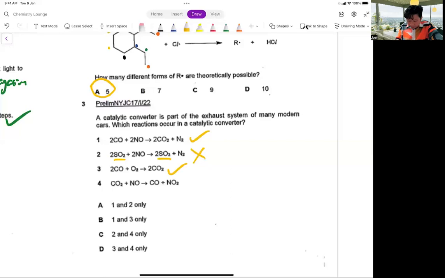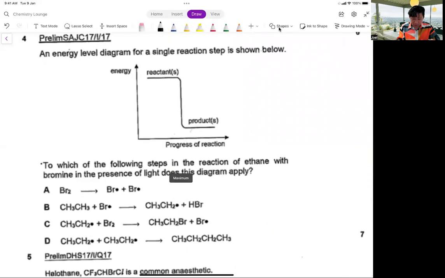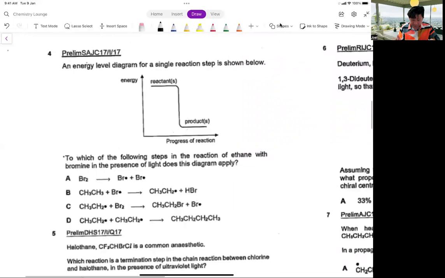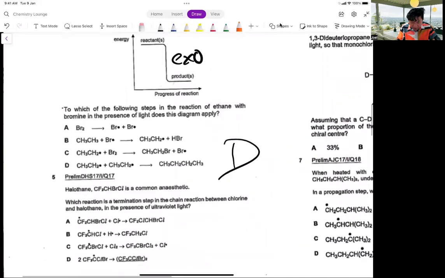Yes, third one is correct, right? Fourth one, wrong, because we don't form NO2. Okay, so answer is B. Perfect. Very good. Not too bad. Okay, first one, answer. Yes, correct. Why? Straightforward. Why? Exothermic. So bond formation is exothermic. Okay, so there's only one that strictly forms bonds.